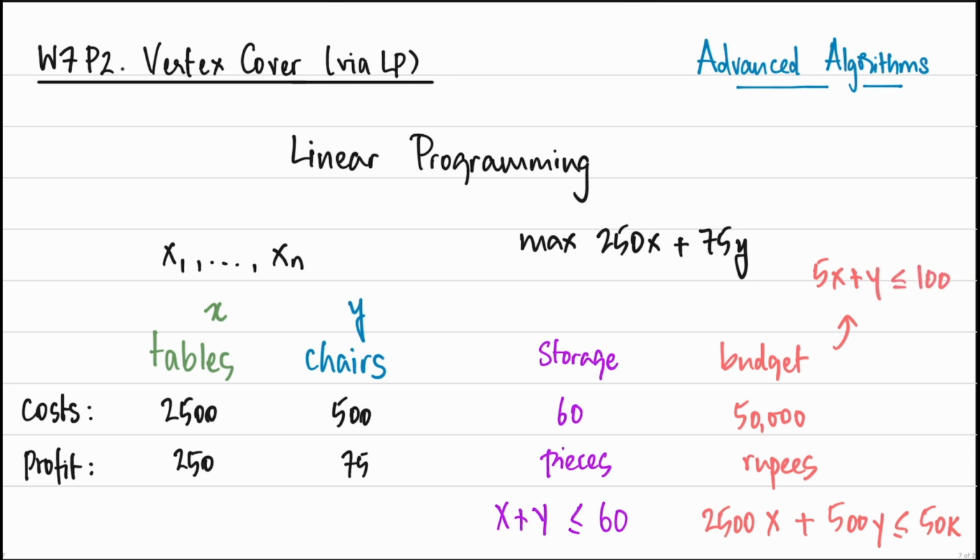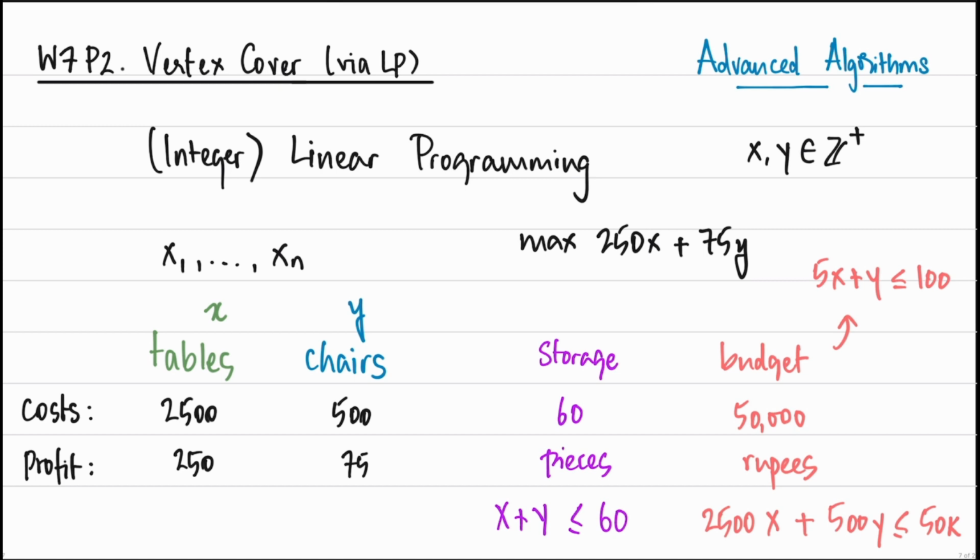And of course, you want a non-negative number of tables and chairs. So that's going to be non-negativity constraints that you can throw in here. And in fact, you probably want to buy a whole number of tables and chairs. So the other constraint that you might want to impose here is integrality constraints, which amount to saying that X and Y are positive integers. That's another constraint that you might want to throw in, so that you get a meaningful output from this program.